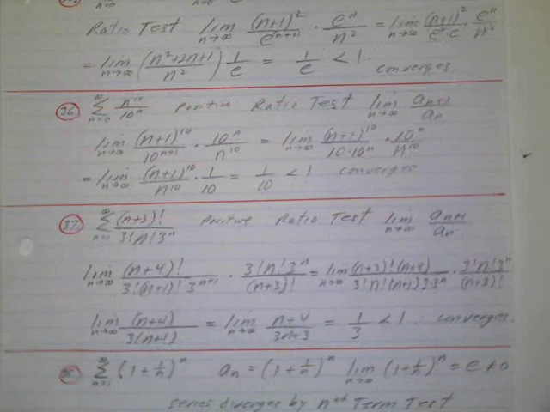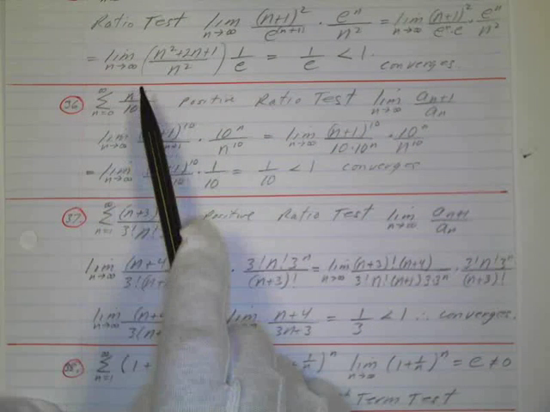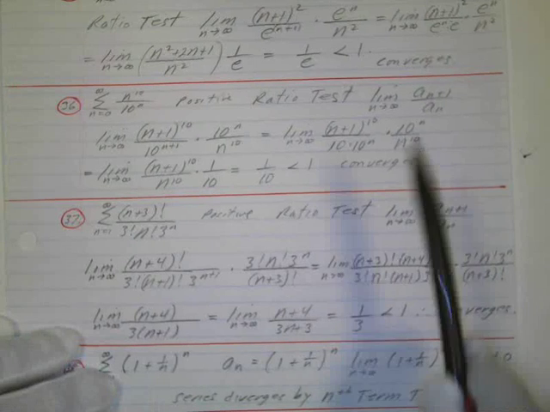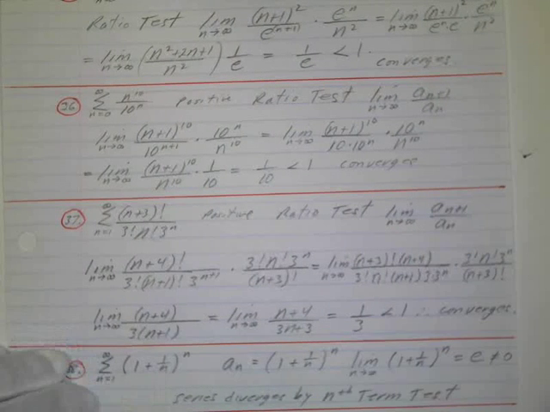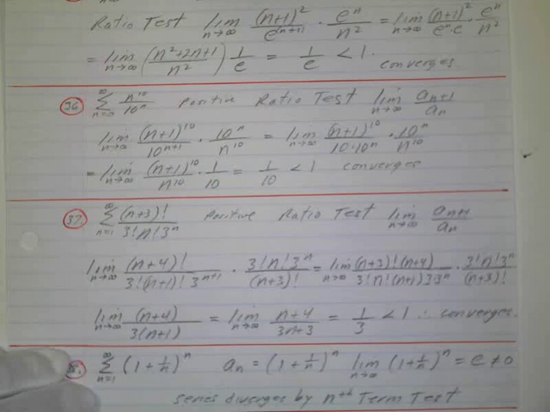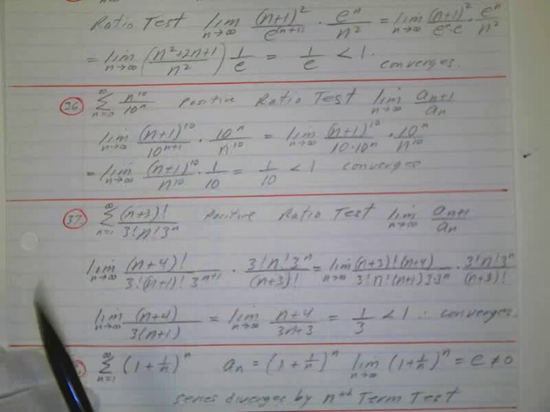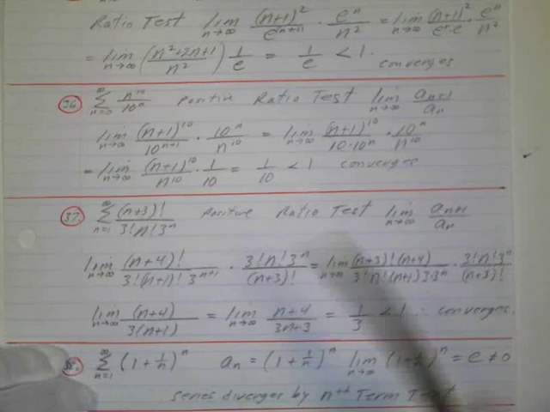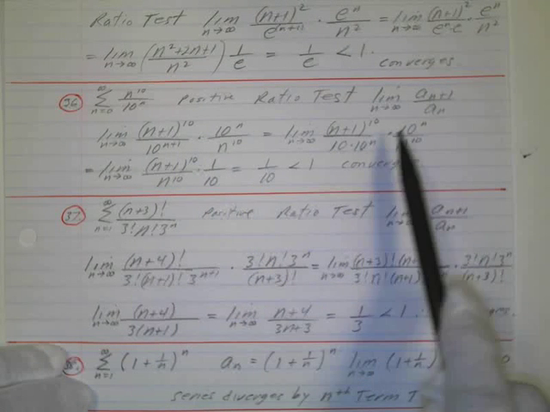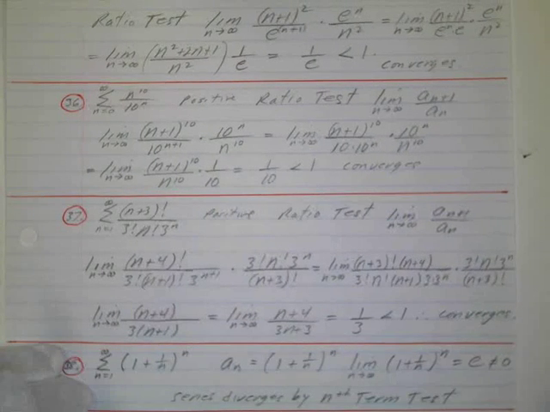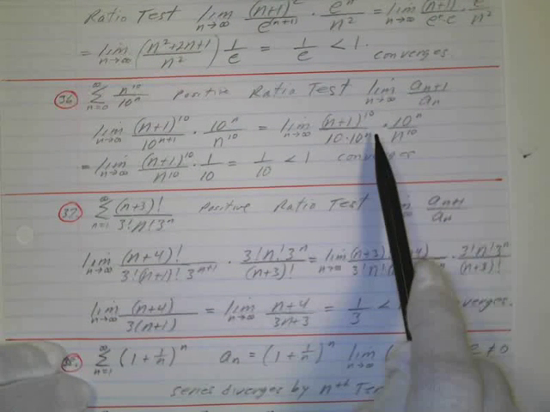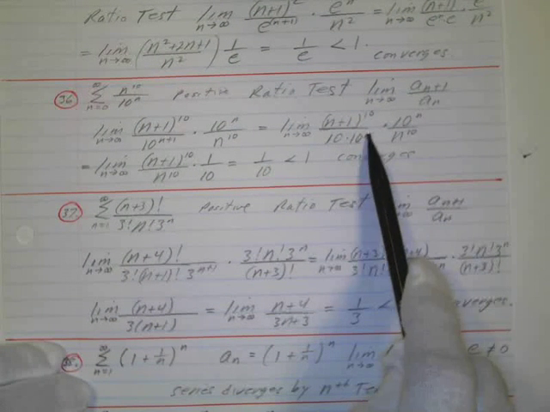Okay, 36. Again, it's positive. n to the 10th over 10 to the n. So we use the ratio test. I wrote it out this time. So n plus 1 to the 10th over 10 to the n plus 1, and then times the reciprocal, 10 to the n over n to the 10th. And then we can break this up, 10 to the n, so you can cancel those out eventually. And that's about all we have to do there. So those are canceled, so I end up with 1/10.